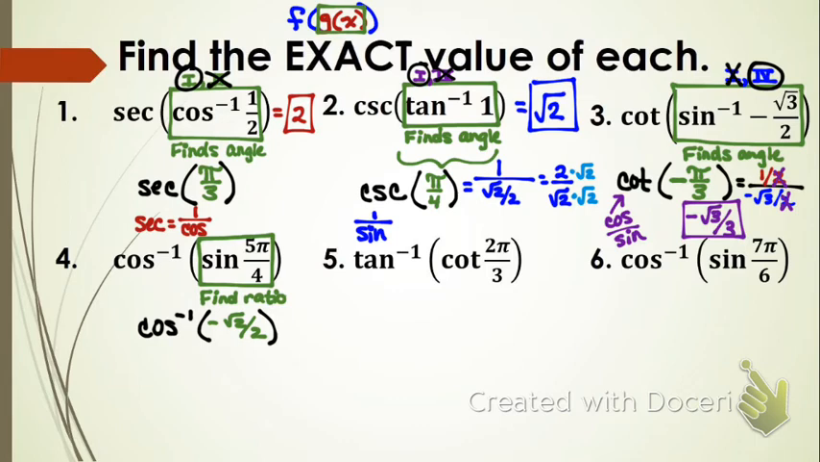What quads am I allowed to look in for inverse cosine? 1 and 2. Where will this one be? 2, because it's negative. So where in quad 2 does cosine have a value of negative radical 2 over 2? 3 pi over 4.